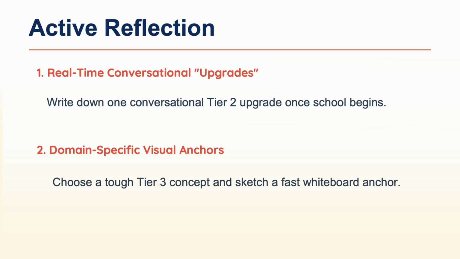Number 2, domain-specific visual anchors. Choose a tough, abstract Tier 3 concept or vocabulary word your students are currently facing. Create a quick sketch to anchor their understanding or analogy to simplify it. Please pause this recording for the next 10 minutes. Select one of these 2 prompts and explicitly script out your strategy before hitting play for our final resource.